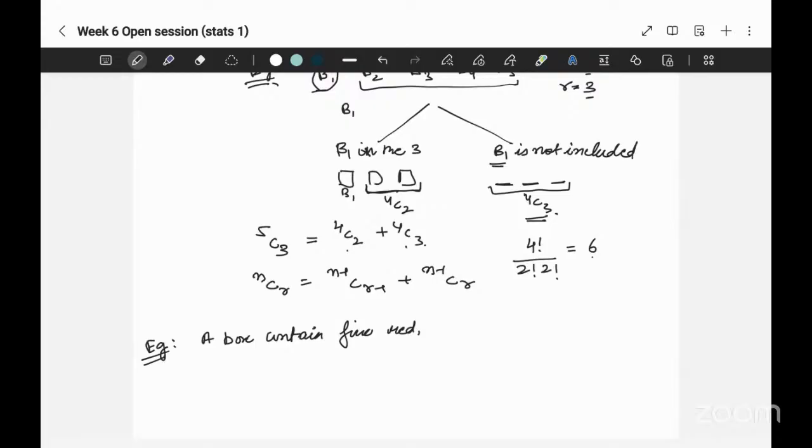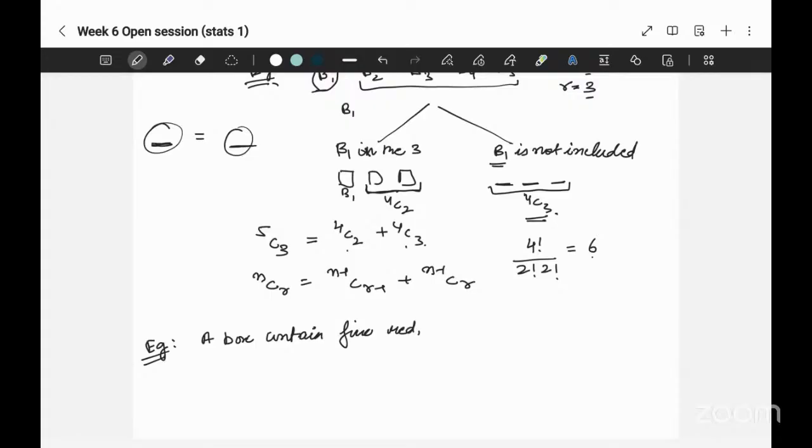Ma'am, I think she is asking how 5C3 is equal to 4C2 plus 4C3. What I understood is that she is asking, like we equate both the left hand side and the right hand side. We equate both of the equations. She is saying that these should be equal to this.